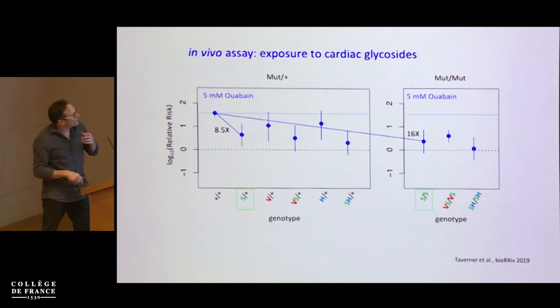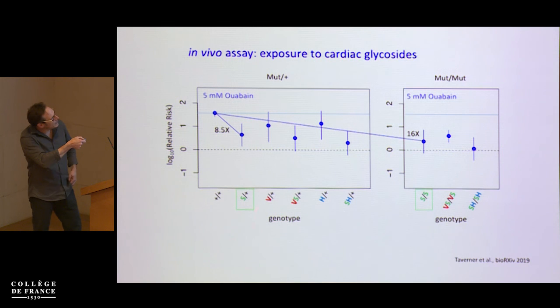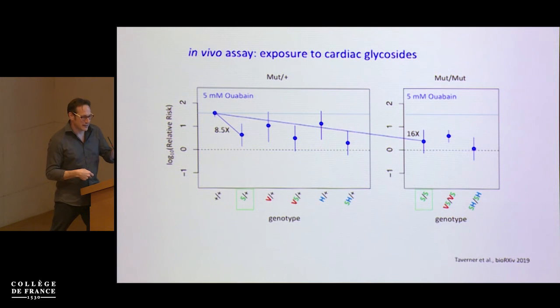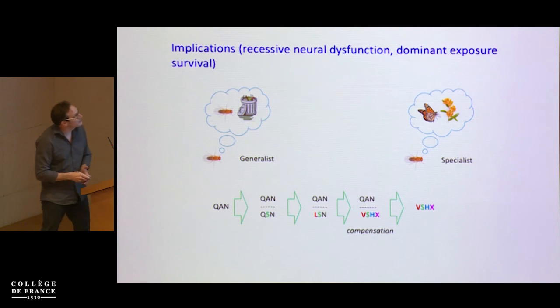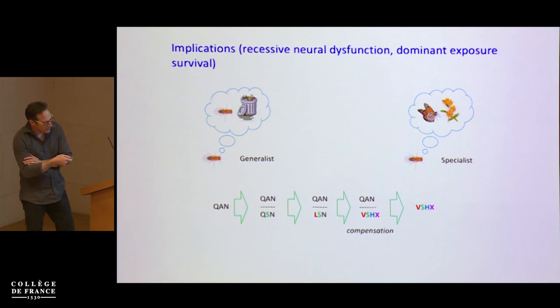And what's more, if you're heterozygous for the permissive substitution, or heterozygous for the permissive substitution and any of the other substitutions, you're about half of the way there already. So this suggested that this protection against cardiac glycoside exposure is actually partially dominant, which is interesting and has interesting implications for how insensitivity might evolve.